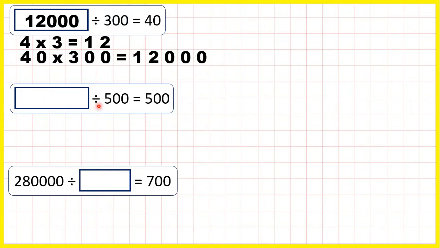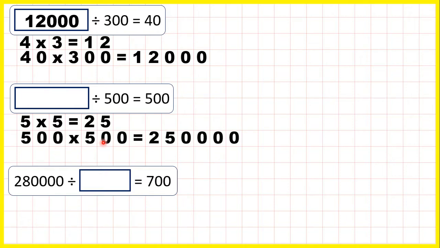Now, something divided by 500 equals 500. Again, it's the first number that's missing, so we can use multiplication to find our answer. 5 times 5 is 25, so 500 times 500 is 250,000. That's because we have a total of 4 end zeros in the multiplication question, so we need 4 end zeros in our answer. So 250,000 divided by 500 is 500.